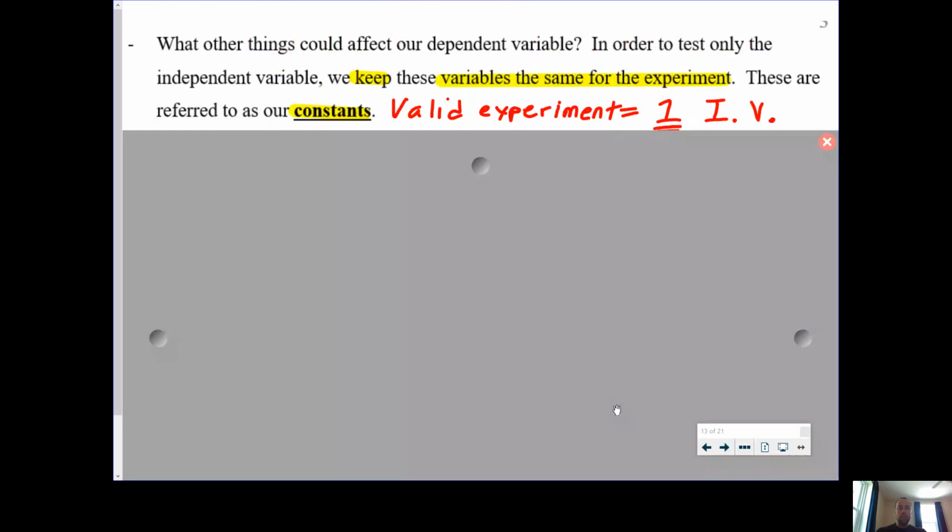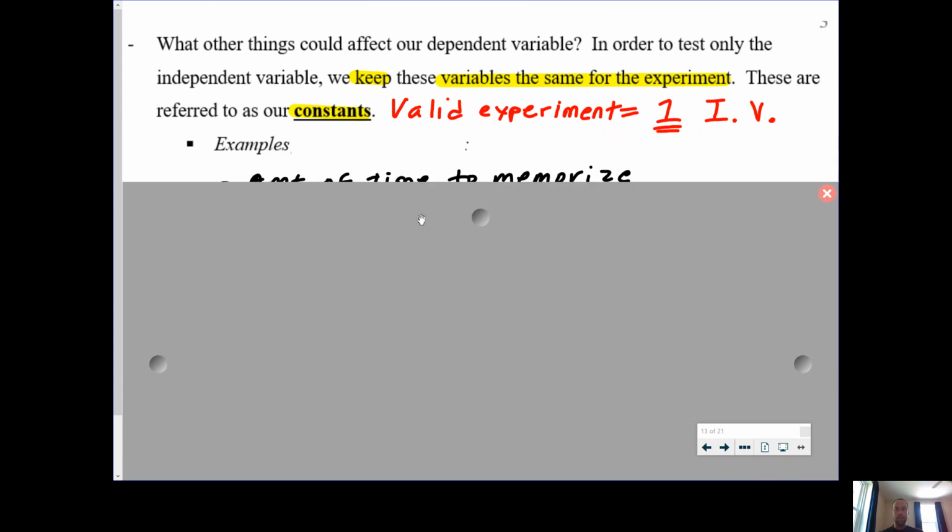The other thing that could affect your dependent variable: in order to test only the independent variable, you want to keep all other things, what we would call confounding variables, as constant as possible throughout each trial. So if temperature is going to affect it and you're not testing temperature, keep the temperature constant. If the volume of something is going to affect it, keep the volume constant.